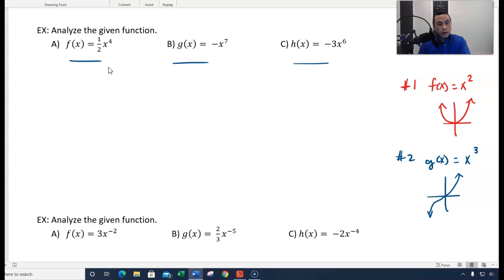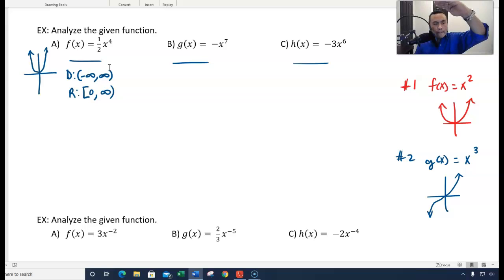For example, on the first one, you saw that it was kind of like a U, like a slimmer type of U, but if I ask you to give me the domain, you'll say the domain is from negative infinity to positive infinity. If I ask you for the range, well, the range is from 0 to infinity. Remember that the domain is from left to right, the range is from the bottom up.